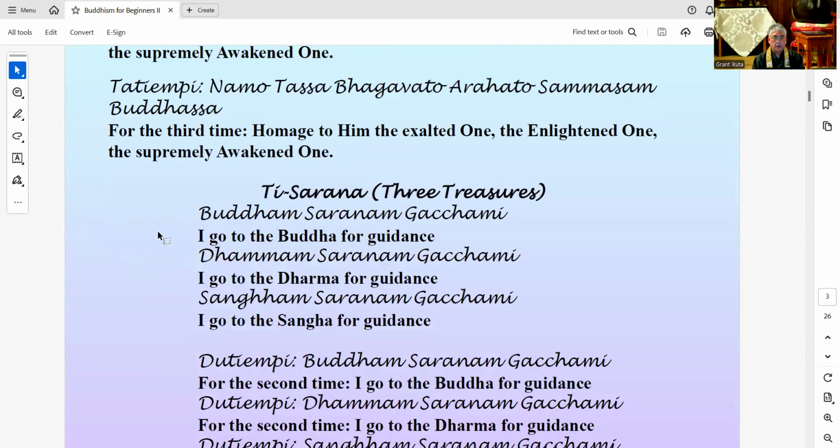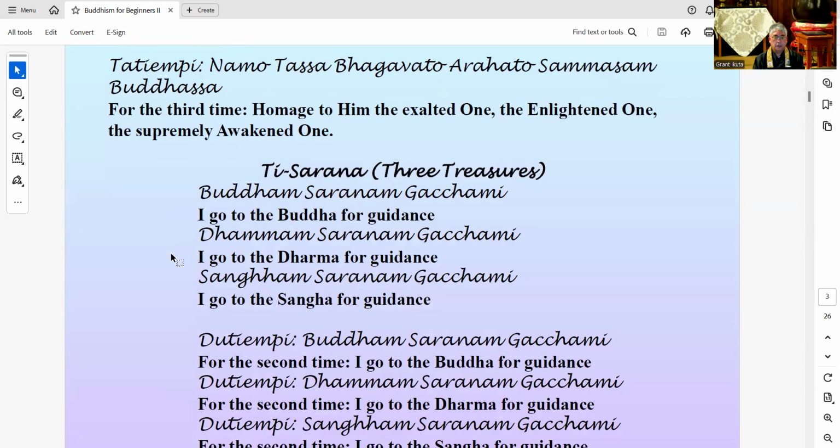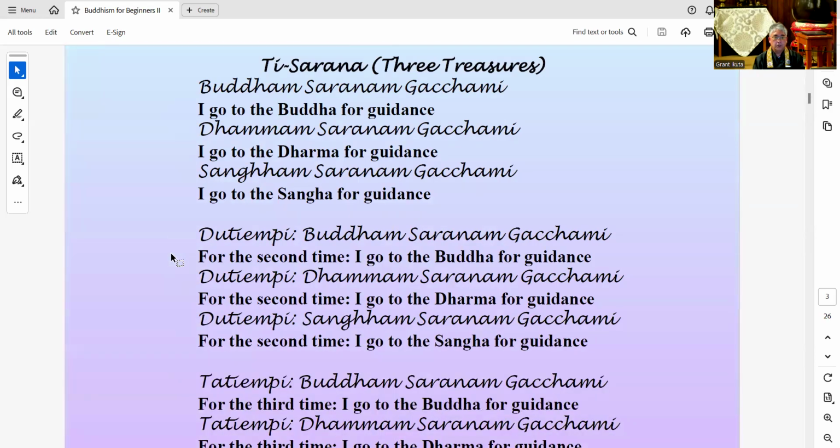The three treasures. Buddham saranam gacchami. I go to the Buddha for guidance. Dhamman saranam gacchami. I go to the Dharma for guidance. Sangam saranam gacchami. I go to the Sangha for guidance.